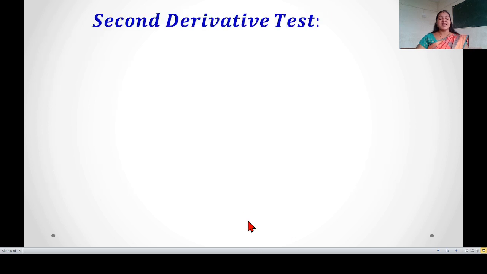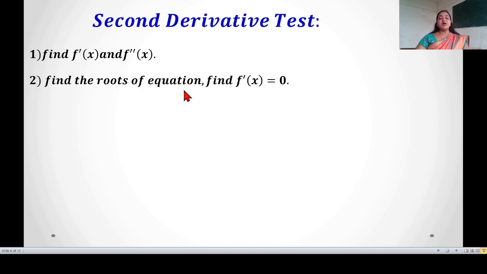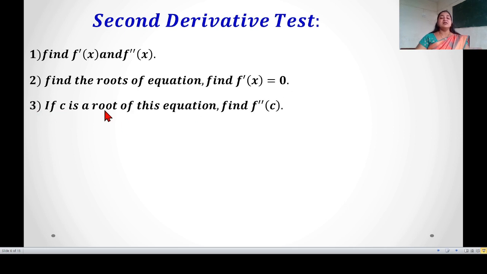Now we see the second derivative test. Again there are some steps. Our first step is to find f dash of x and f double dash of x. Second, find the roots of the equation f dash of x equal to 0. If c is a root of this equation, find f double dash of c. Means first we find f dash of x, then we find f double dash of x, then we find the roots of the equation when f dash of x is equal to 0, and if c is a root of this equation, then find f double dash of c.